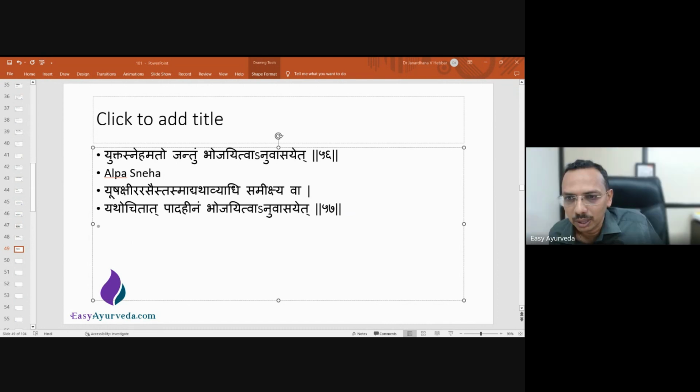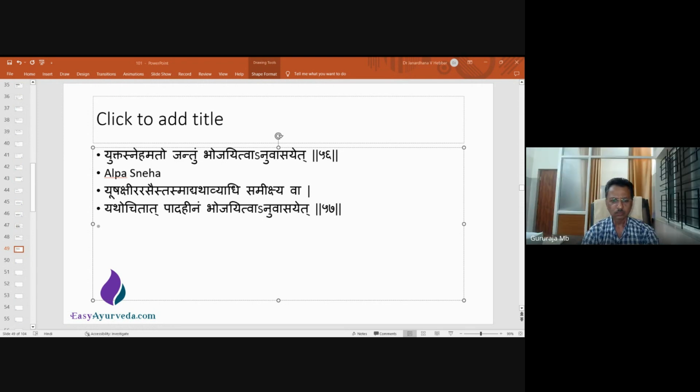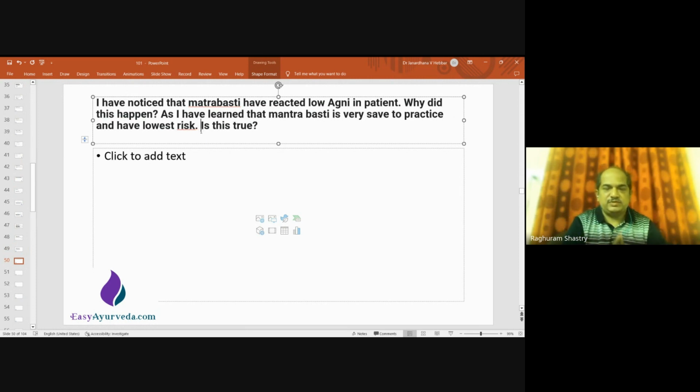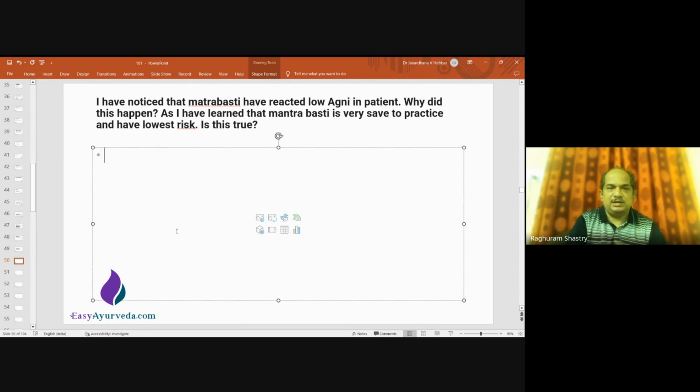I've noticed that Matra Basti has reduced Agni in a patient. Why did this happen? As I learned, Matra Basti is very safe to practice and has the lowest risk. As I said, there are many types of sneha basti. Matra basti is one which is used in smaller quantity. Here generally the person should have tolerance.